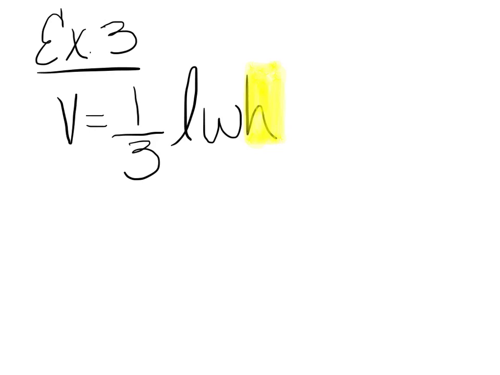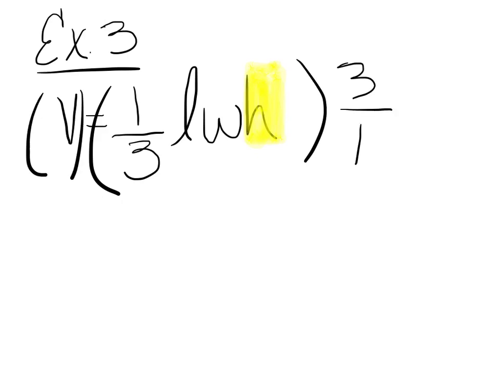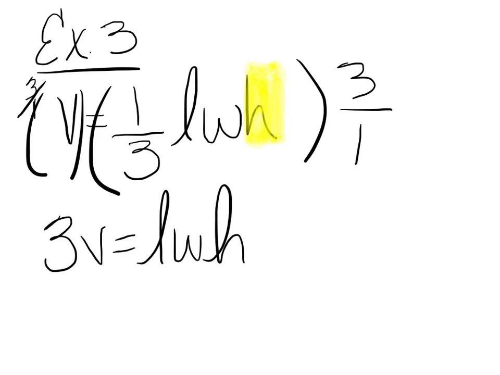Now here we're going to solve for h. One thing to remember is that when you have double variables, you can do the division together. But let's start with step 1. And step 1 is going to be to get rid of this 1/3. So we're going to do the inverse operation of 1/3, which is to multiply by the reciprocal. So we're going to multiply this side by 3 over 1, and the same thing on this side, multiply by 3 over 1. So we end up with 3V equals L, W, and H.